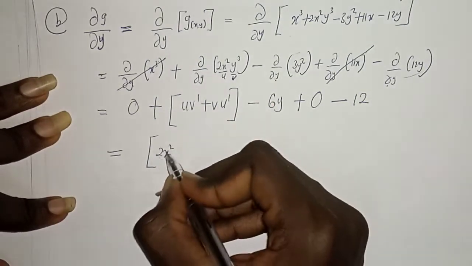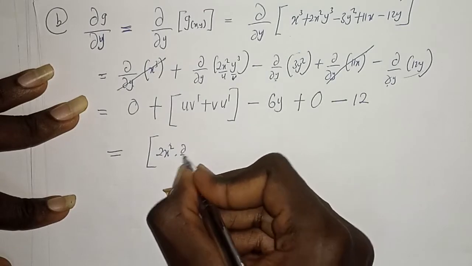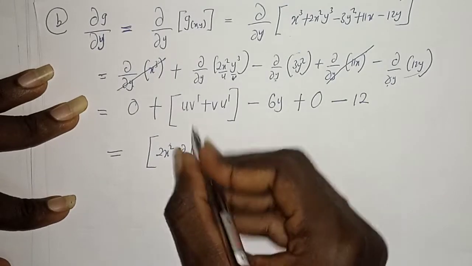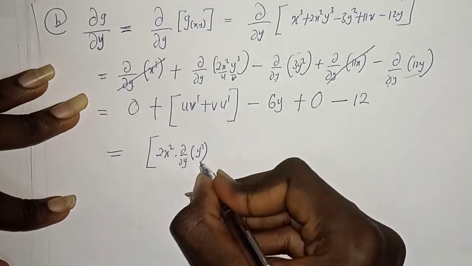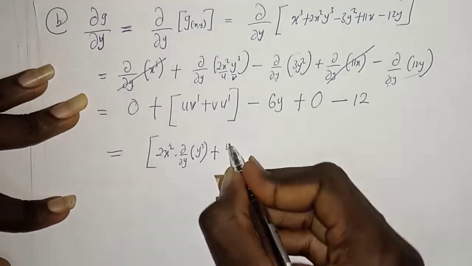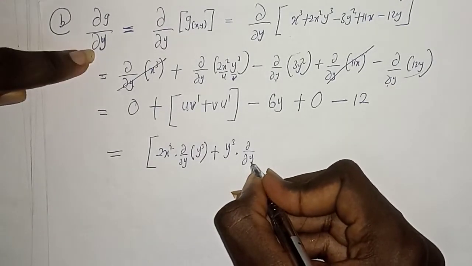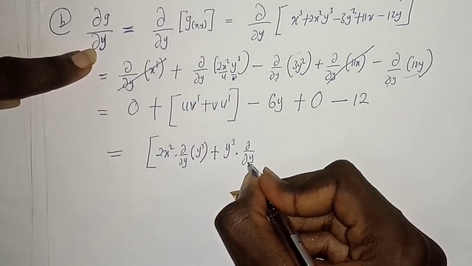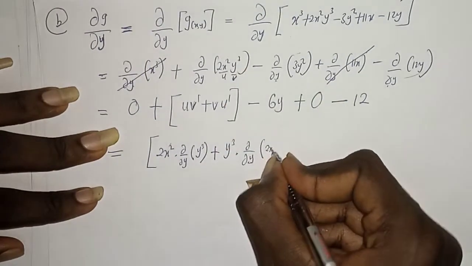So u is 2x squared already. Then v prime means differentiate partially with respect to y of what you have as your v. And v is y cubed. Then u prime means differentiate partially with respect to y, because from the question it is with respect to y, okay? Of what? Of the u given to you. The u you represented as 2x squared.